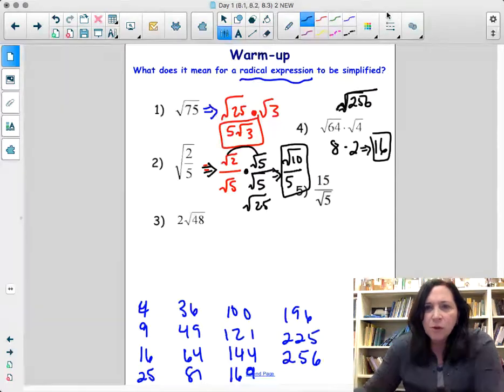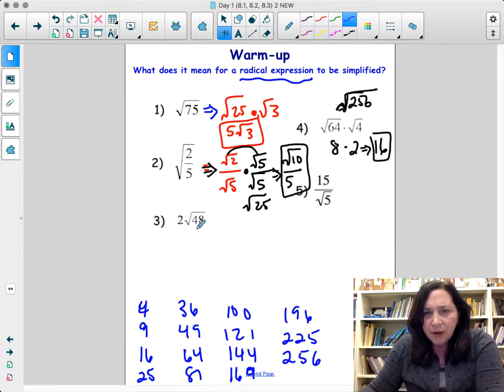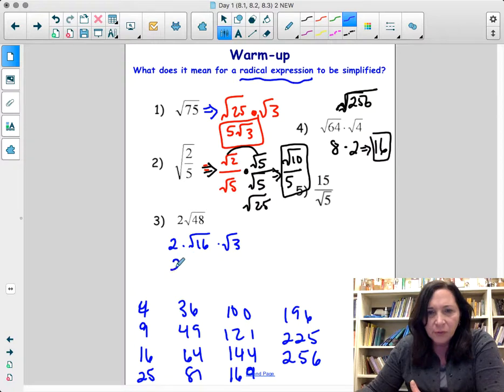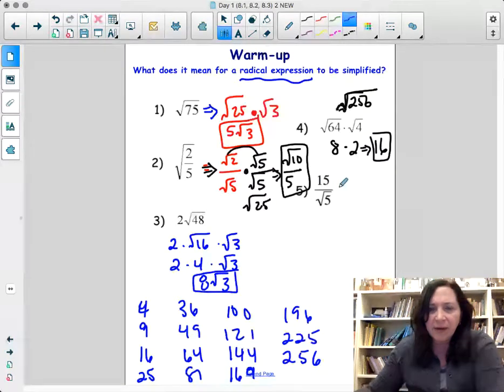For this problem, you have 2 root 48. So try to reduce root 48. That's going to be 2 times the square root of, let's say, 16 times the square root of 3. Well, the square root of 16 is 4, so we really have 2 times 4 times root 3, which becomes 8 root 3. That's our solution for that value.